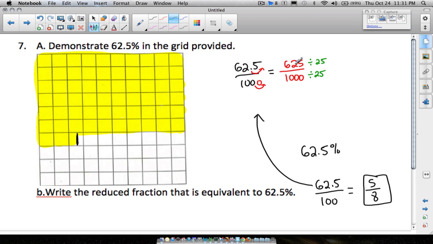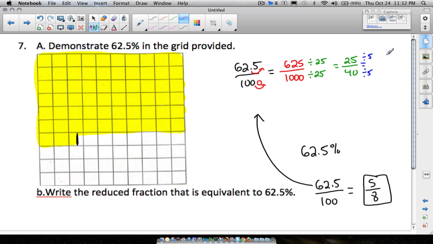Let's see what happens. 625 divided by 25, that gives you 25. Maybe you didn't know that 25 times 25 is 625, but it is. Let's do the same thing at the bottom. If you take 1,000 and divide it by 25, you end up with 40. So now we have a much nicer looking fraction. But the thing is, we can go even further. What's something that goes into 25 and 40? How about we divide by 5?